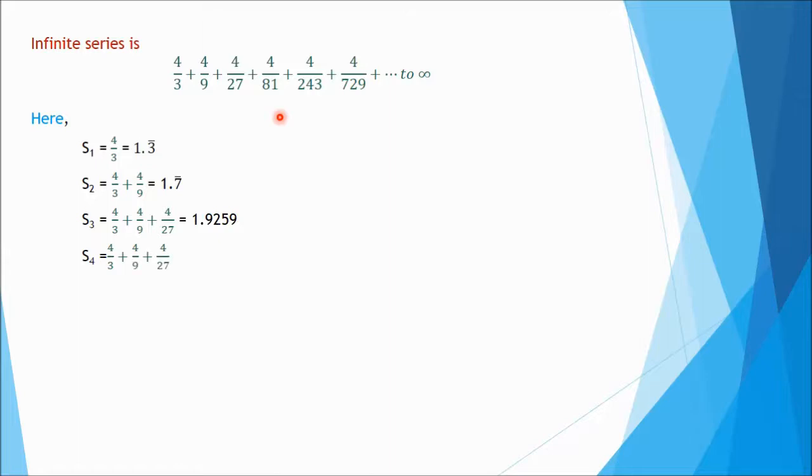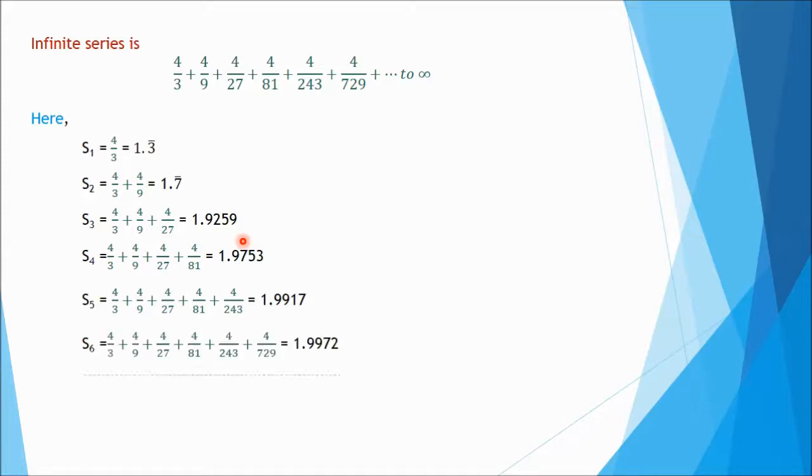Up to 4 by 81, we have to do, which gives 1.975. Another, T5. It is approaching towards a fixed real number, and you can easily guess that fixed real number, very easily. I think you have already guessed the answer. Now that is 1.9917, T6.